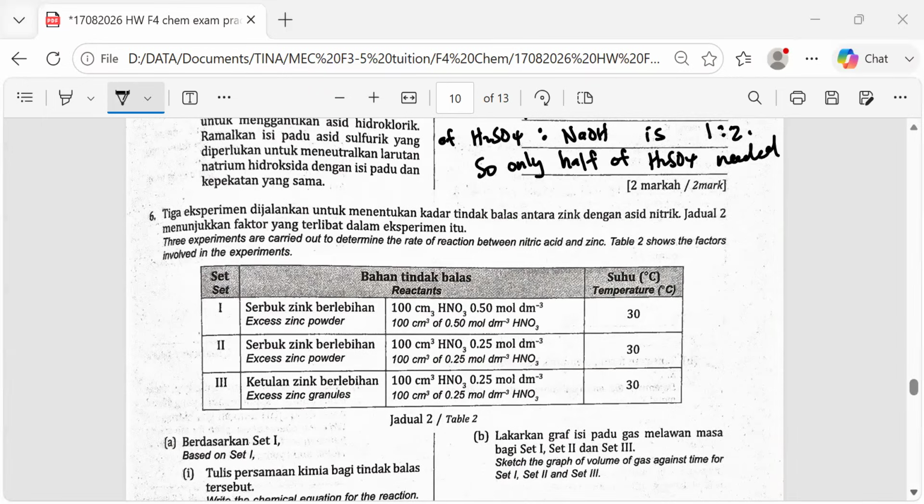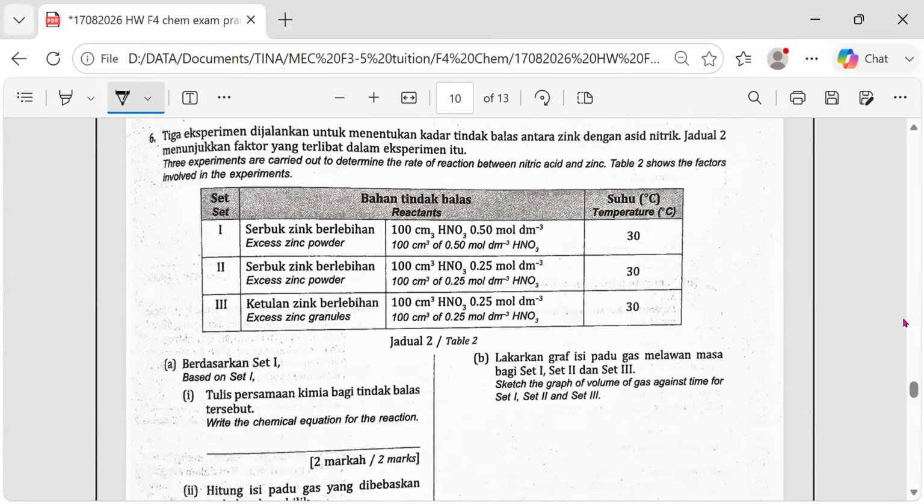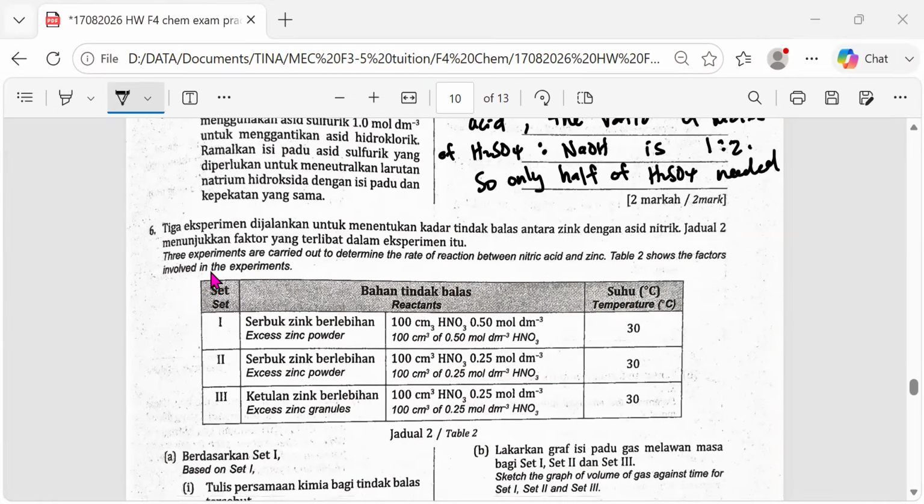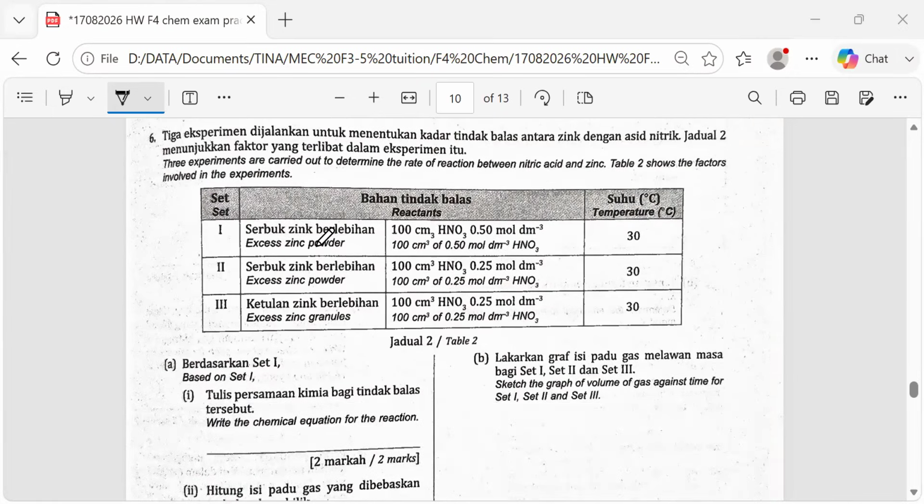Similar question that we did last week. Okay, this one is rate of reaction, so it's very easy actually. You see here, this one is powder. Powder is not a factor for the first and second. Then this one is granules, so this one will be the slowest lah.